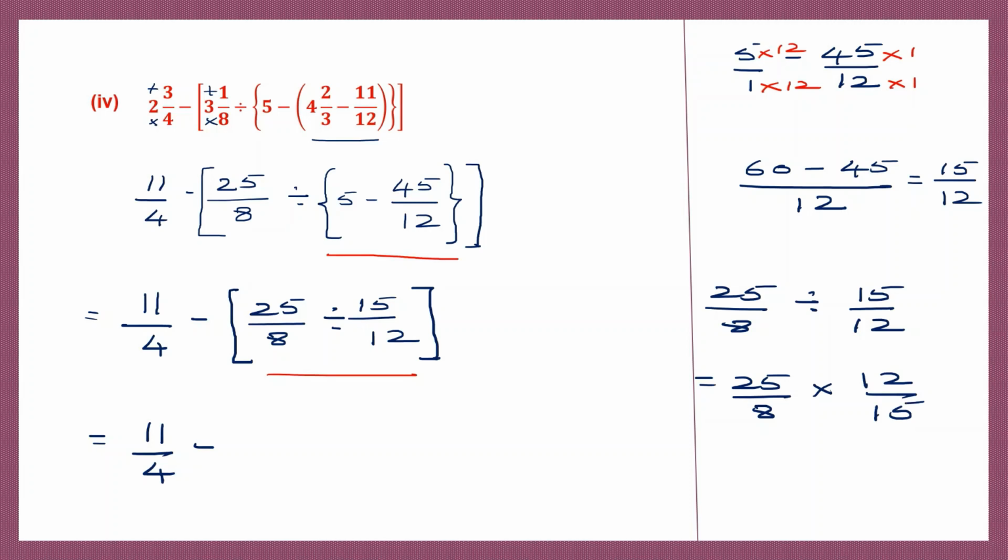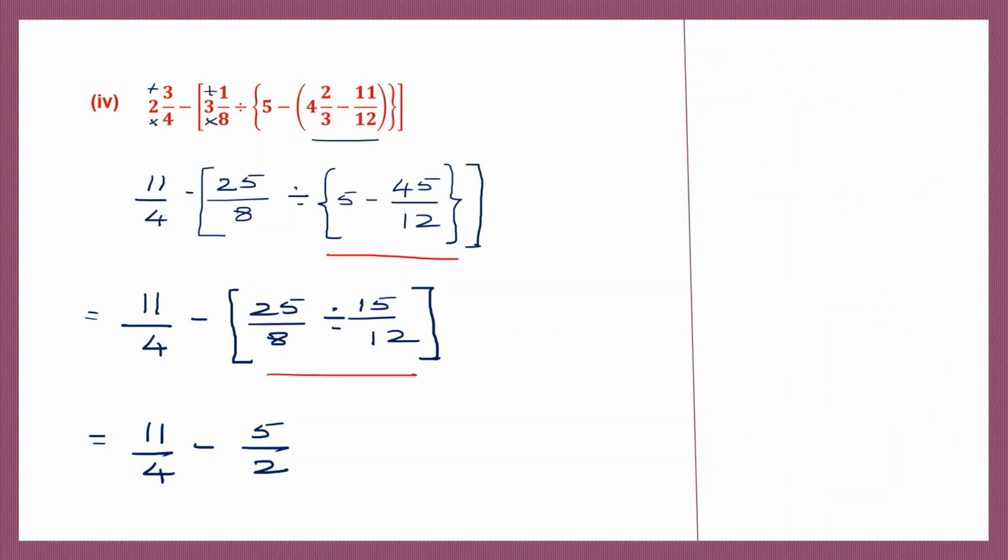We can cancel 8 and 12 both by 4. 4 2s are 8, 4 3s are 12. We can cancel 15 and 25 by 5. 5 3s are 15 and 5 5s are 25. I can cancel 3 and 3. 3 1s are 3, 3 1s are 3. So here what do we have? 5 by 2. So let's write down 5 by 2. So now we have 11 by 4 minus 5 by 2, which we can work out.